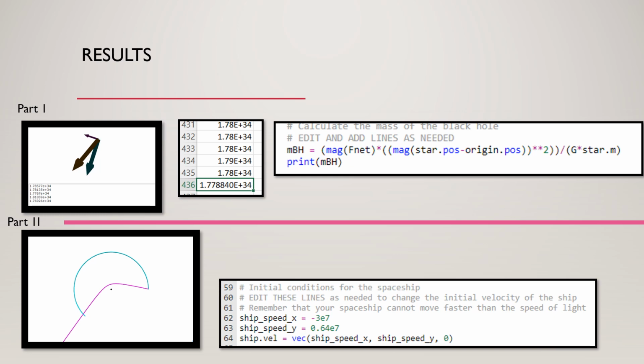For part 2, as you can see, I estimated the ship velocity to be negative 3e7 in the x direction, or going to the left, and 0.64e7 going up in the y component of velocity, for the ship to basically slingshot around the black hole, get close enough to the black hole, and have a high enough velocity to escape the gravitational pull of the planet, and still get close to the black hole and basically circle around it.